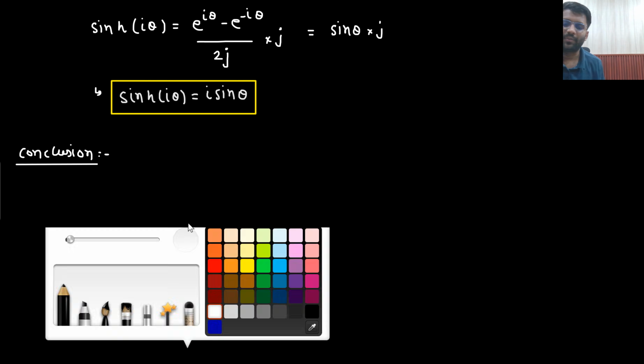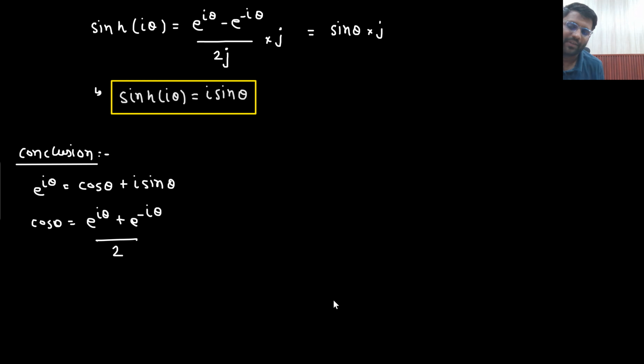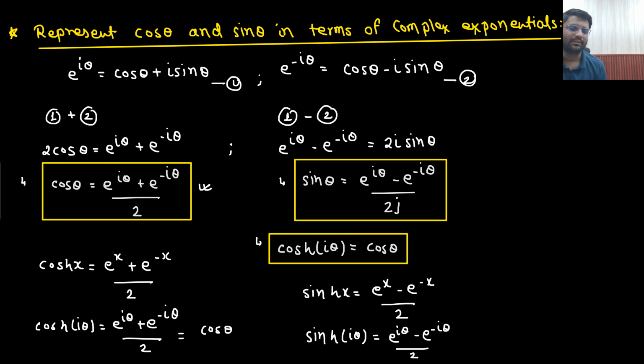What all things you need to keep in mind? So first of all, sir, I always remember Euler's identity, that is e to the power iota theta is nothing but cos theta plus iota sine theta. After that, cos theta is nothing but e to the power iota theta plus e to the power minus iota theta divided by 2. Okay, this is the scenario.